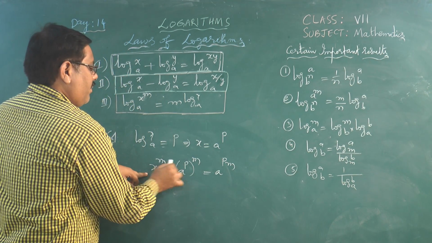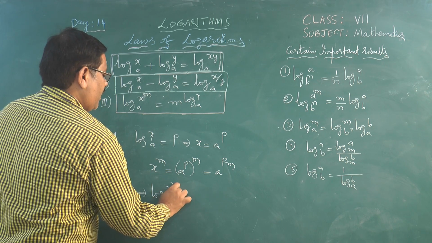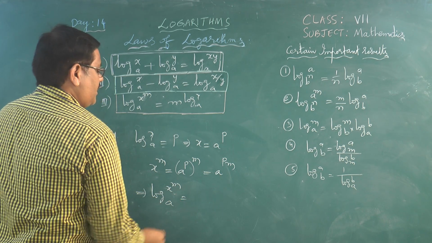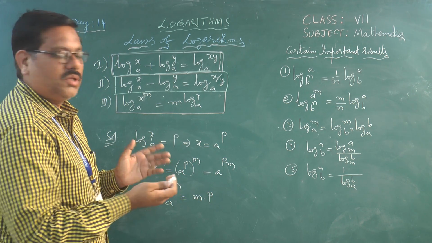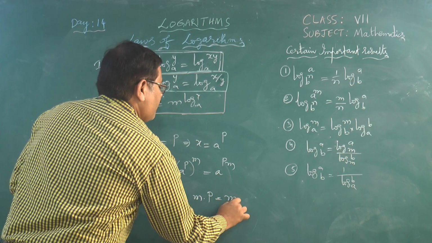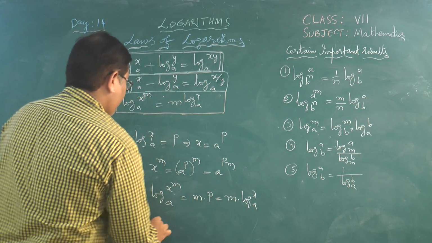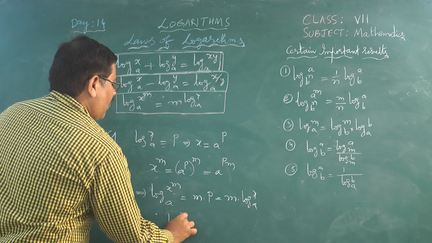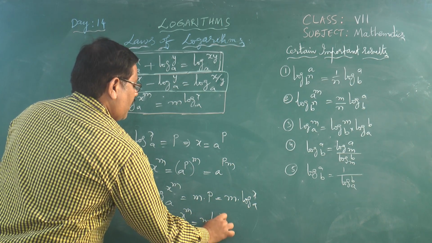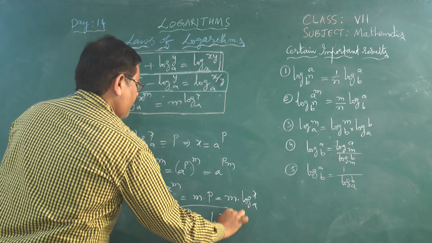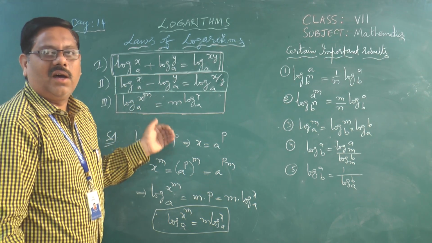Now x power m is a power pm. That implies log x power m to the base a is equal to m times p. Pm or mp, both are same. That is equal to m times p, and we already have p as log x to the base a. Therefore, the result is that log x to the power m to the base a is equal to m times log x base a. This is the third law. This is how we can prove all the three laws of logarithms.